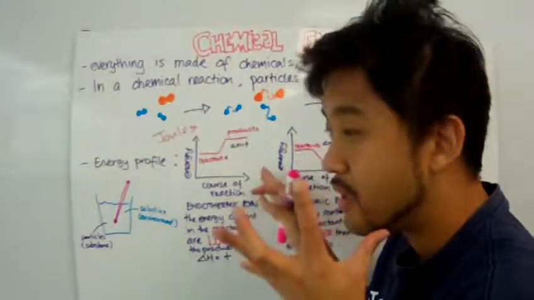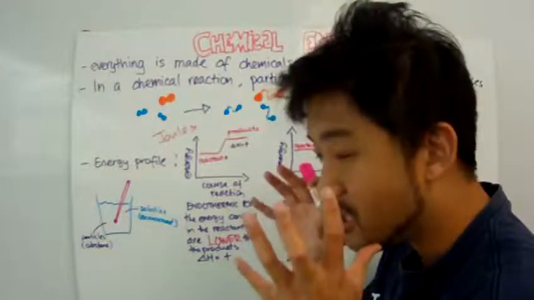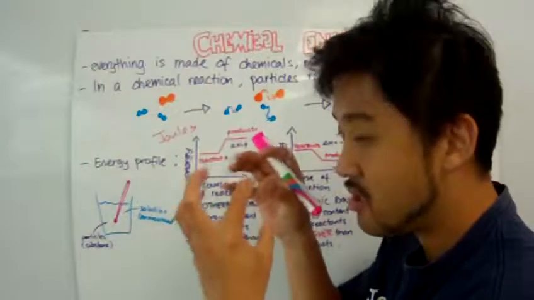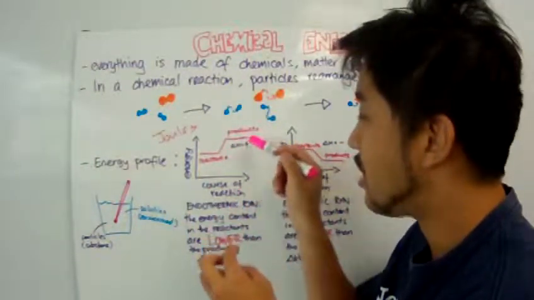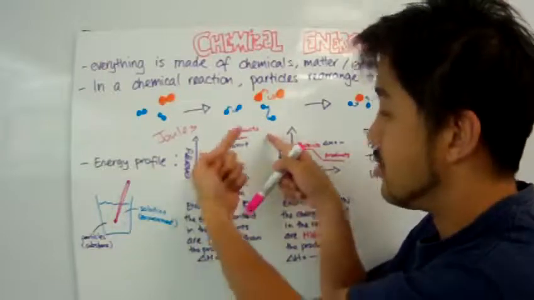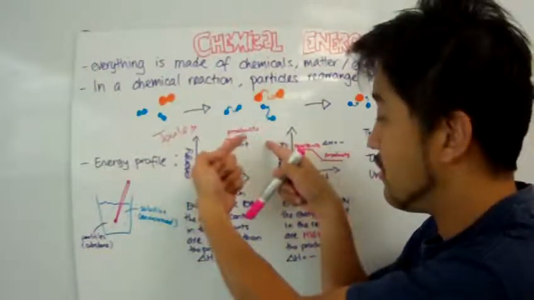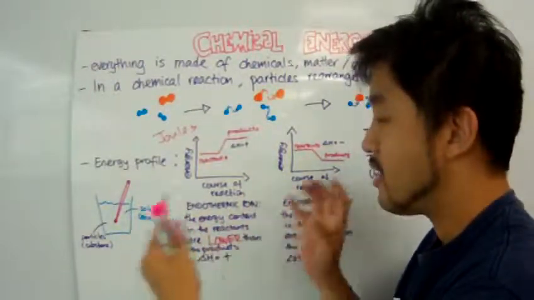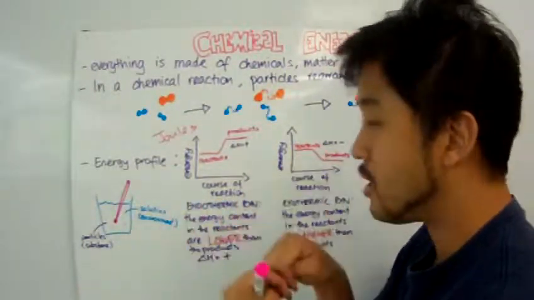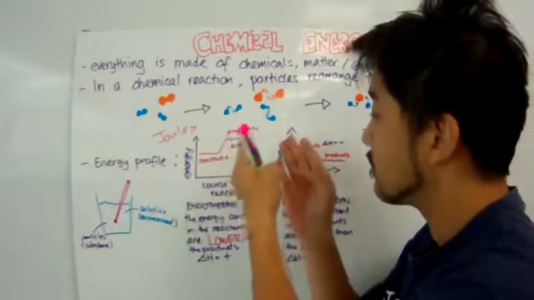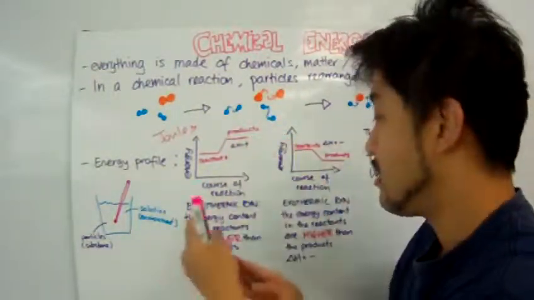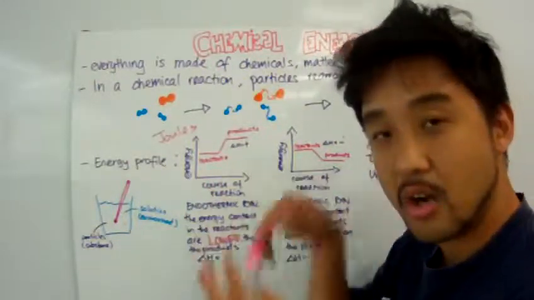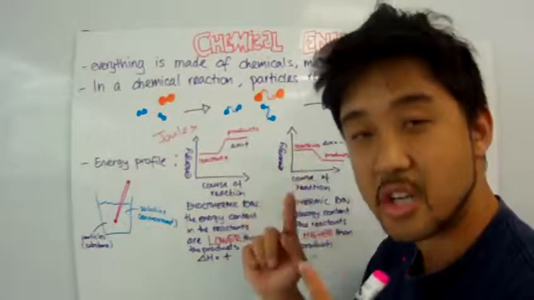That means the energy in the environment is going into the products. And when energy goes into the product, that means that the energy content level of the products has increased during the course of the reaction. And this here is what we call an endothermic reaction, where heat is being absorbed into the particles and into the product. So in an endothermic reaction, the energy content in the reactants is lower than the energy content of the products.